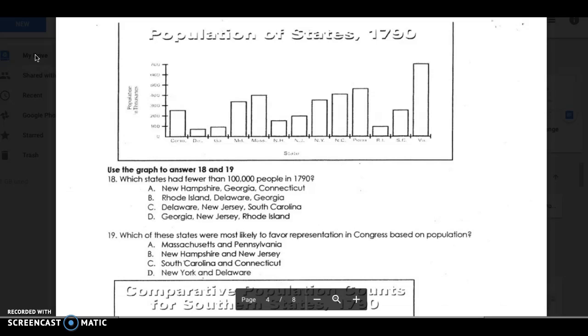Use the graph to answer 18 and 19. Which states had fewer than 100,000 people in 1790? A. New Hampshire, Georgia, Connecticut. B. Rhode Island, Delaware, Georgia. C. Delaware, New Jersey, South Carolina. Or D. Georgia, New Jersey, Rhode Island.